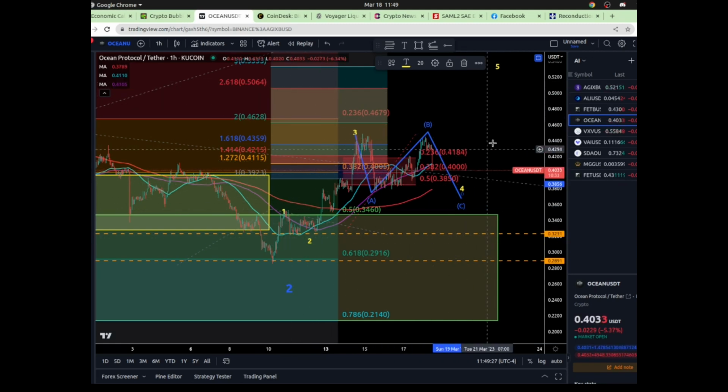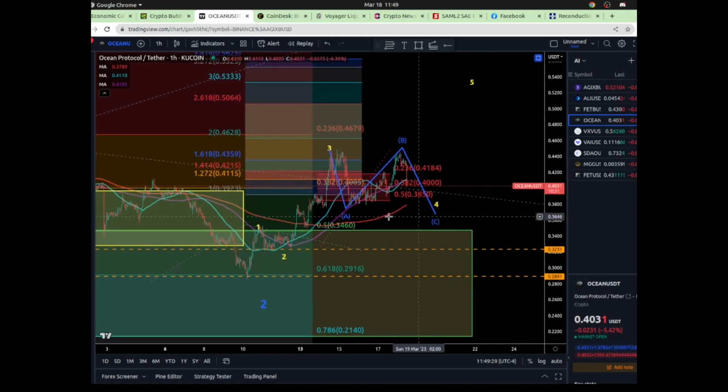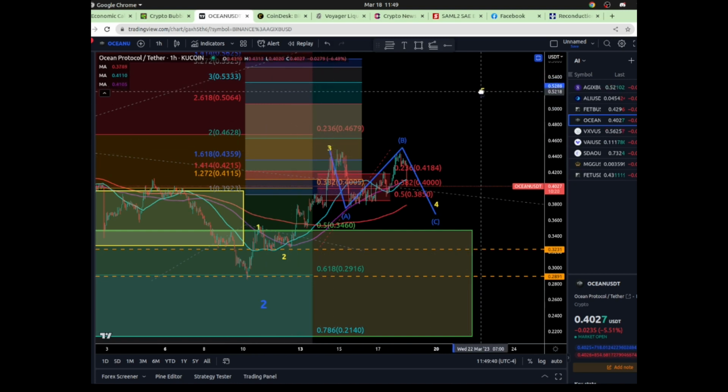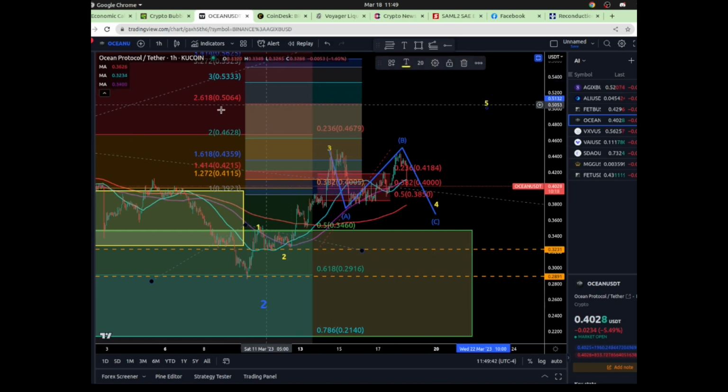Let me see though, I can just make a projection. Oh no, I already did it here, did I? So we should expect maybe the wave 5 to reach the 2.618 at let's say 50 cents. Let's see if this works out.